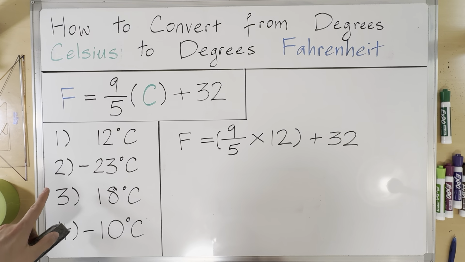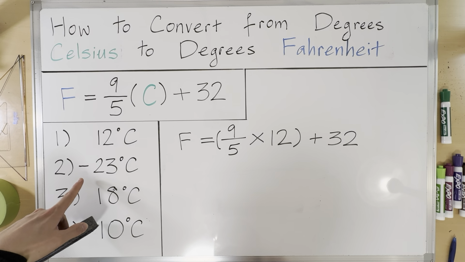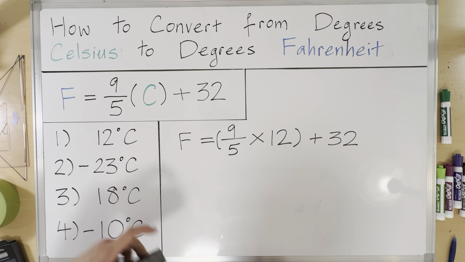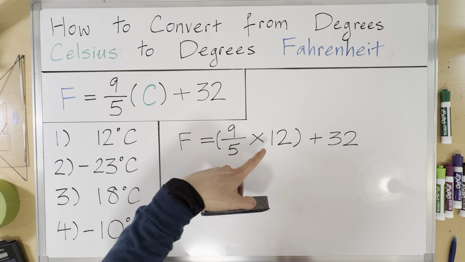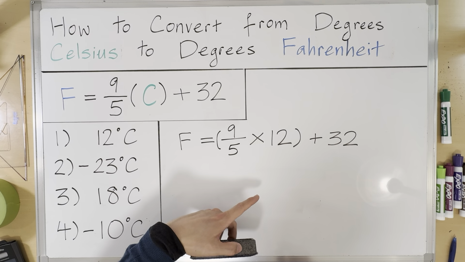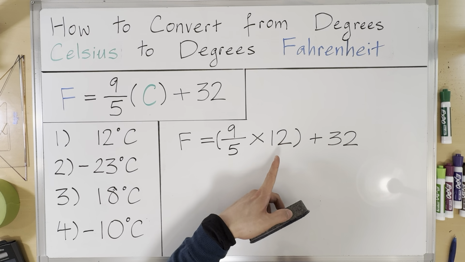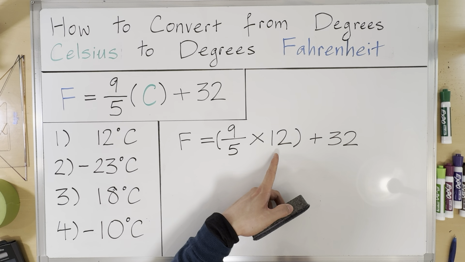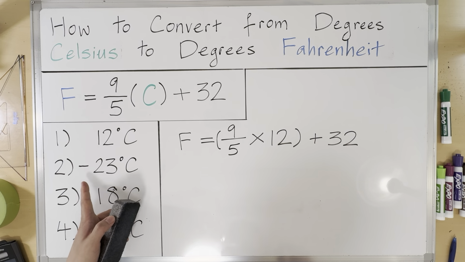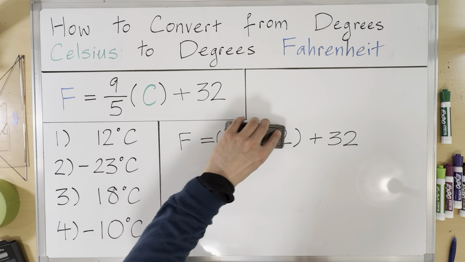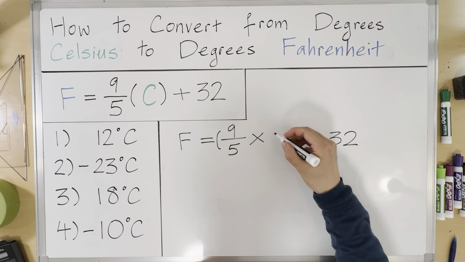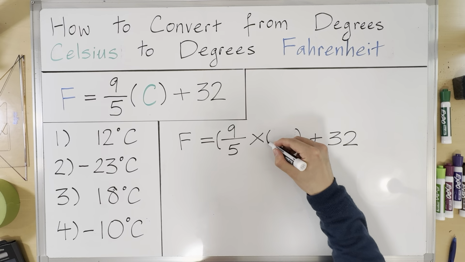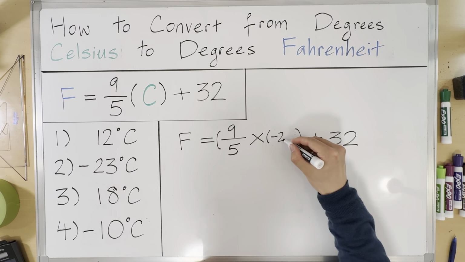Now let us solve problem number 2, which is negative 23 degrees Celsius. Now, everything in the equation except for the number 12 remains the same. The only thing that we need to change right here is from the number 12, we will change this to the number negative 23. So right here, I will put in bracket negative 23.